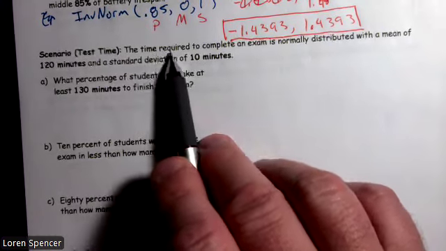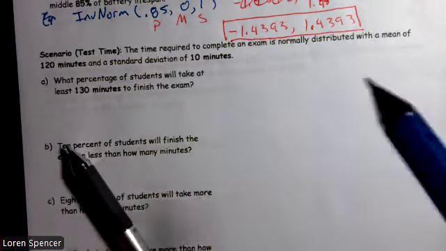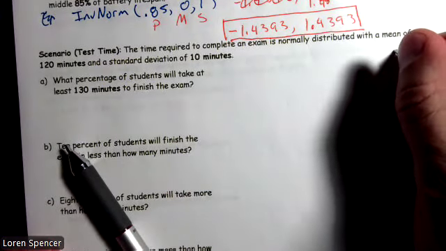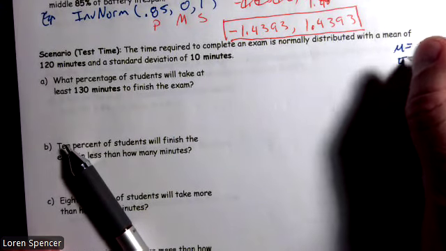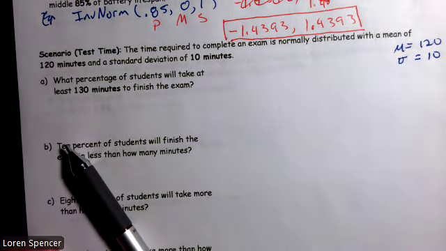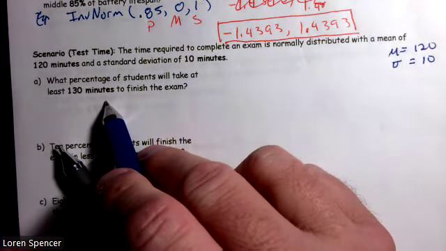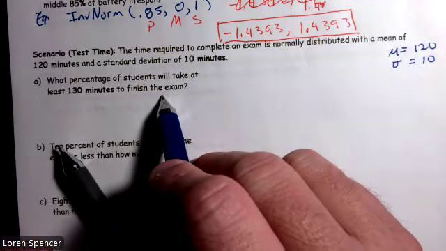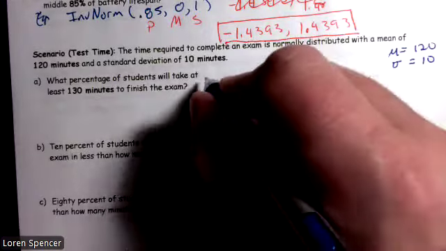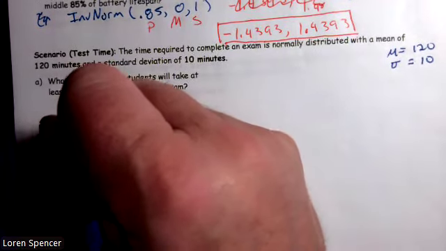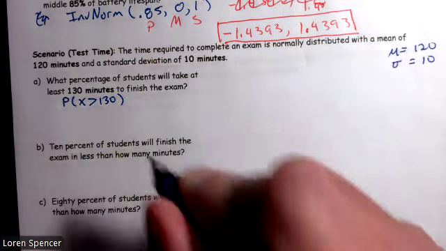So, scenario, test time. The time required to complete an exam is normally distributed with a mean of 120 and a standard deviation of 10. I'm going to write this off to the side so I don't forget it. So mean is 120, standard deviation is 10. All right, what percentage of students will take at least 130 minutes to finish the exam? Well, they're asking for what's the probability that X will be greater than 130 minutes.